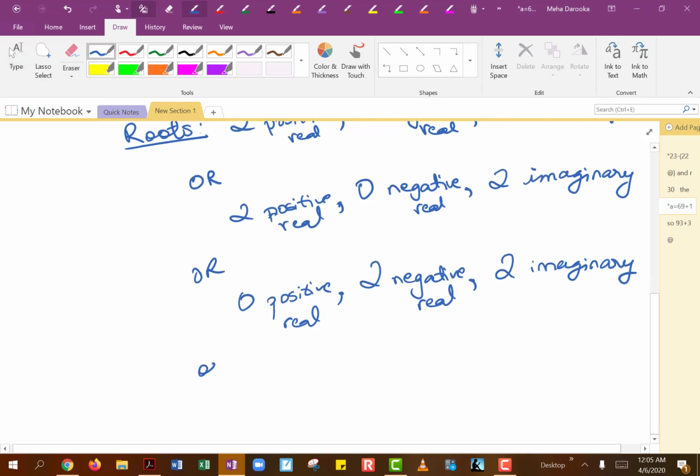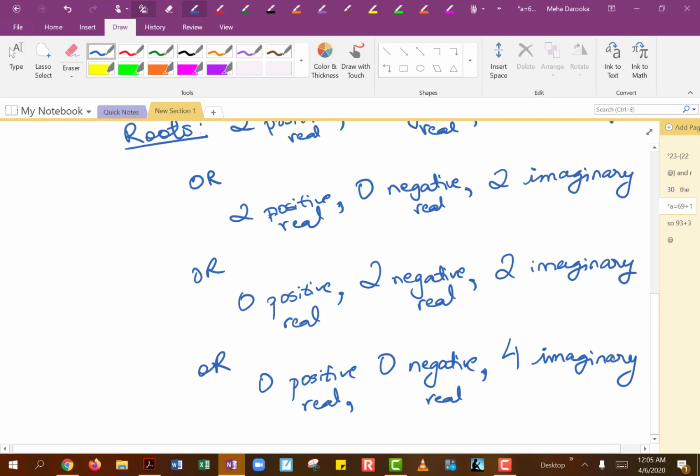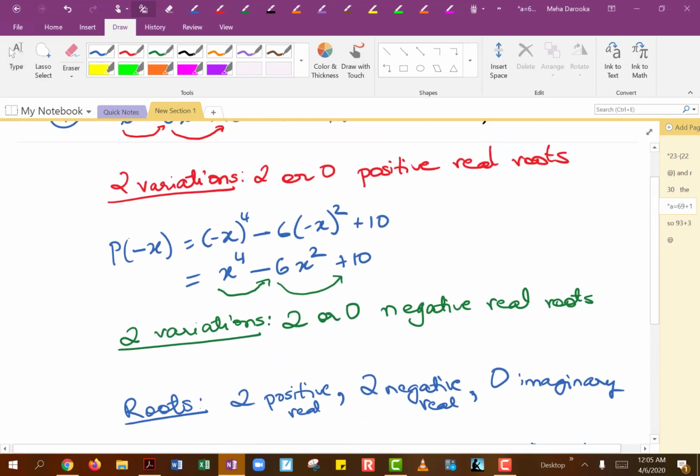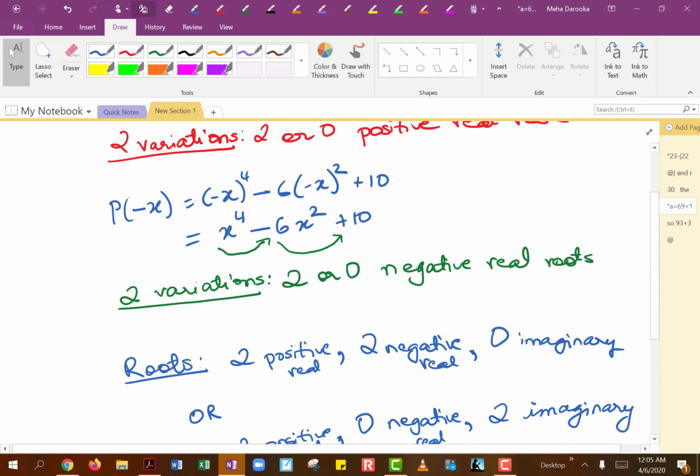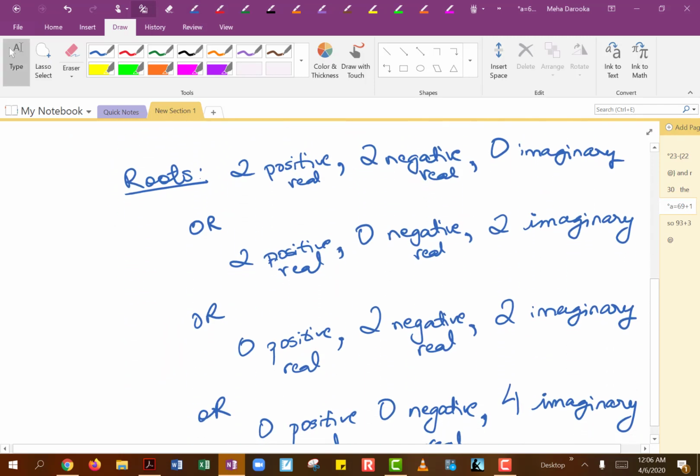Or there's actually a fourth possibility where you could have 0 positive real roots. You could have 0 negative real roots. And that means if these guys are 0, that means all 4 of your roots are now going to be imaginary solutions. So the idea is, if you get 2 or 0 positive, 2 or 0 negative, you have to actually run through each and every scenario that you think is possible.